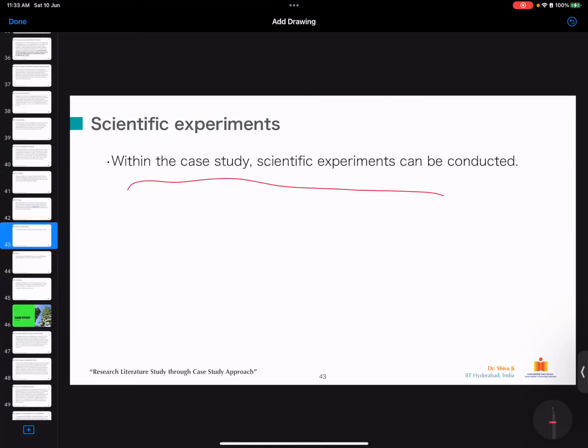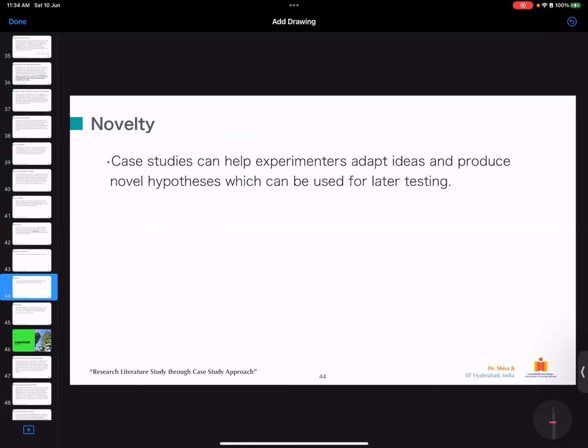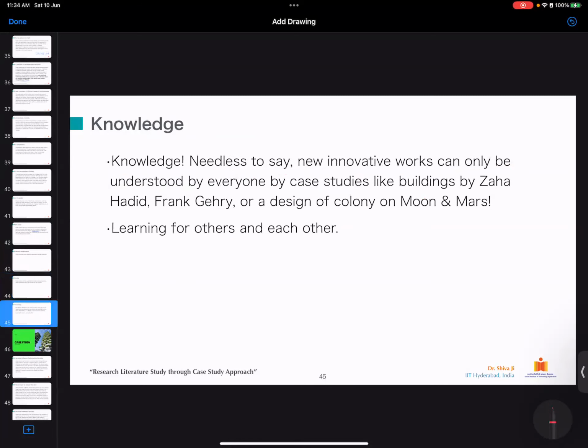As I said, that building was set on fire with a lot of tools in IIT Gandhinagar. This is for making accurate scientific experiments and data collection, because it helps you with all of those things which may be crucial for your future studies. Novelty: case studies can help experimenters adapt ideas and produce novel hypotheses which can be used for later testing. And knowledge, of course, all of these add a lot of knowledge.